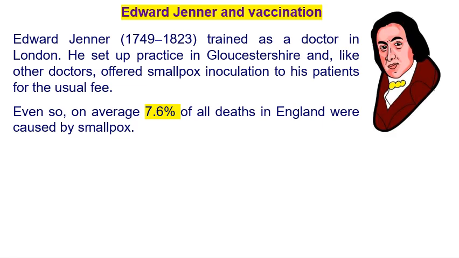We estimate that around about 7.6% of all the people that died in the UK around about that time, their deaths were caused by smallpox. Okay, it's hard to judge because census records weren't being taken as thoroughly as they are today. But around about 7.6% was the death rate.